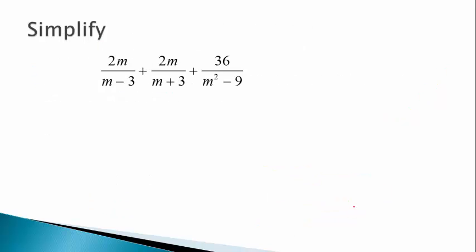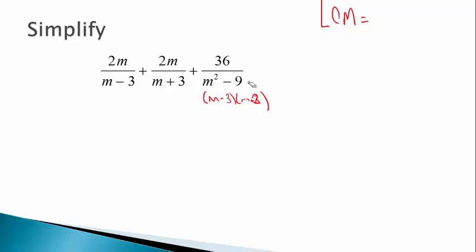Okay, so now we're going to put this idea of finding an LCM together with an actual set of rational expressions to add or subtract. So here's a first example: 2m over m minus 3 plus 2m over m plus 3 plus 36 over m squared minus 9. Okay, so we want to first come up with what the LCM is going to look like. So let's factor all the denominators. The first two are already in factored form. But m squared minus 9, that's a difference of two perfect squares, m minus 3 and m plus 3.